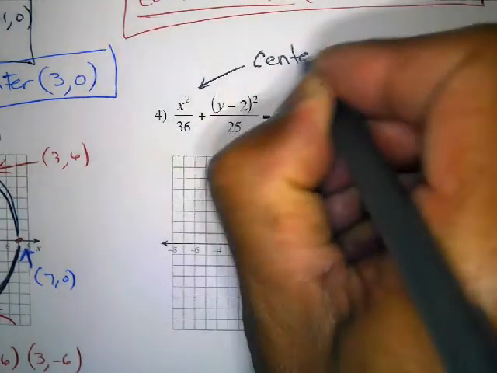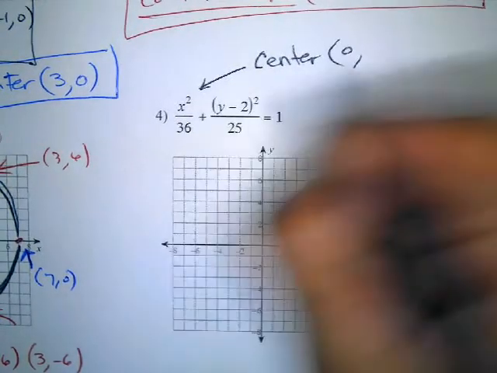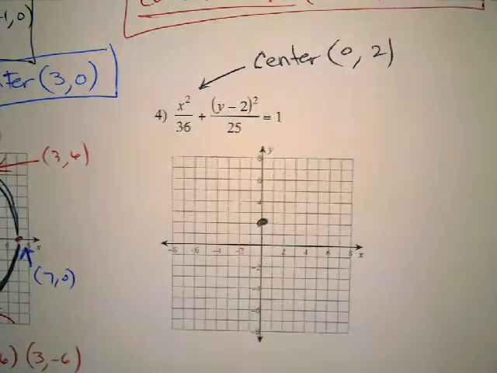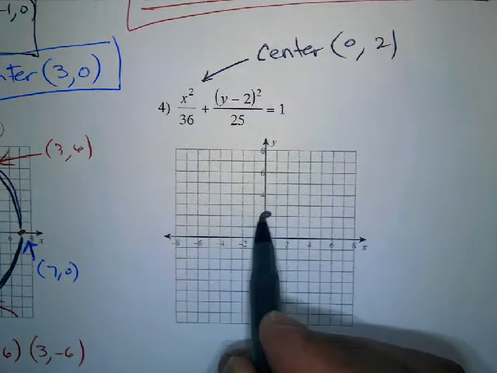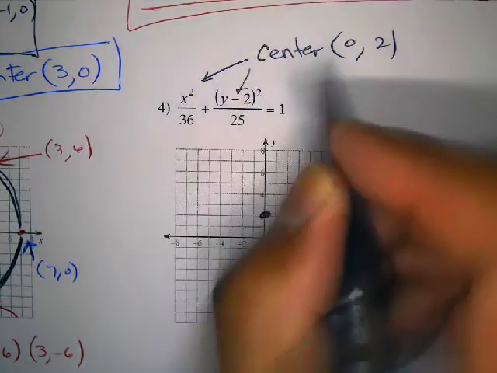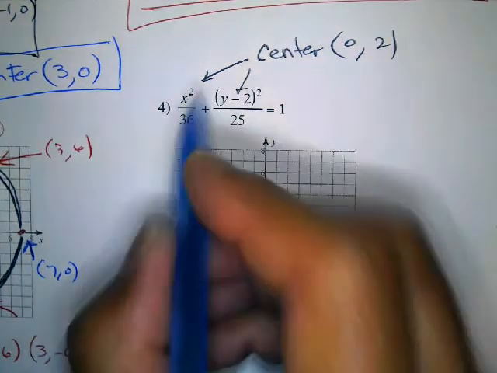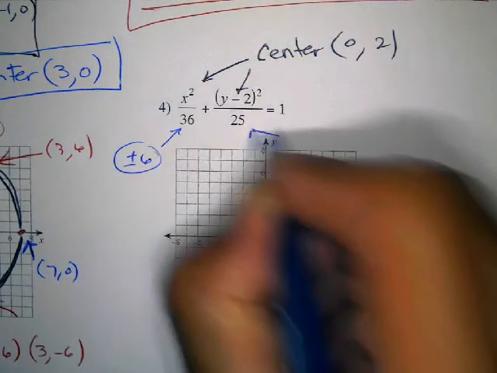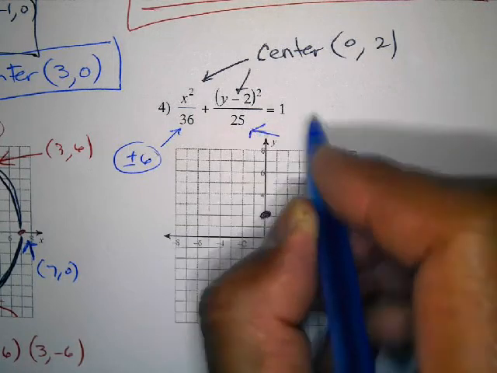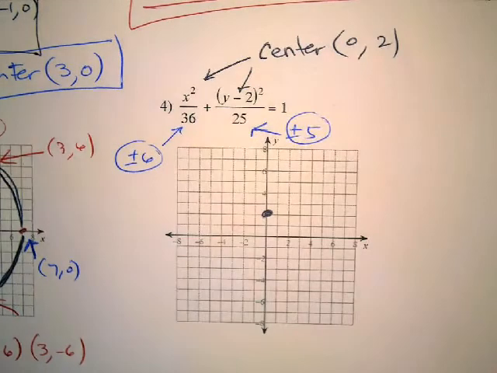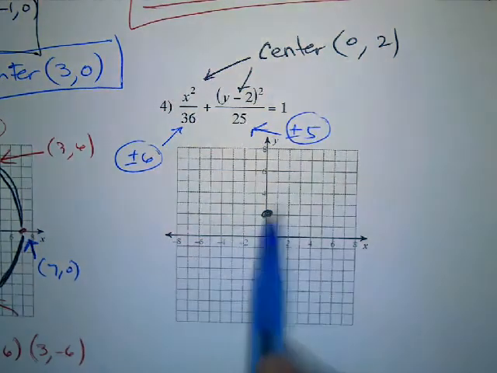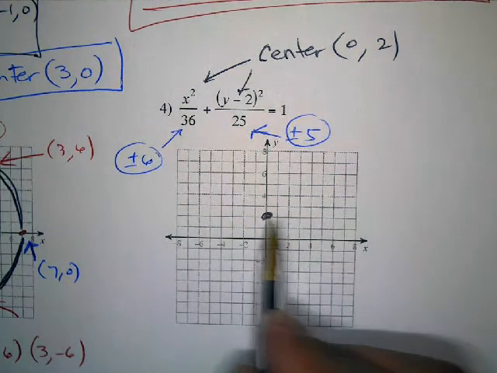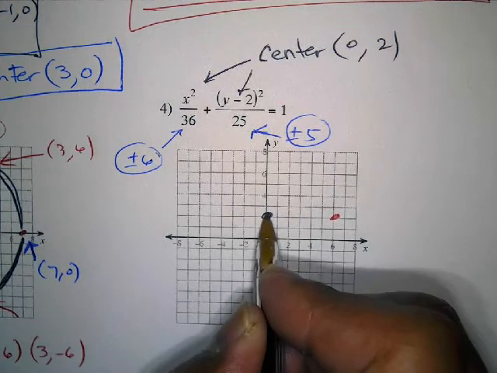All right, last one. This one's super quick. Number 4. Center is 0 on the x and +2. That's right here. 0 on the x and up 2. From here I get the center. Up here, look up here. On the x, I'm going to go not 36, the square root of 36, plus or minus 6. On the y, or vertically, is 25, but the square root of that is plus or minus 5. That's it, counting off the center.